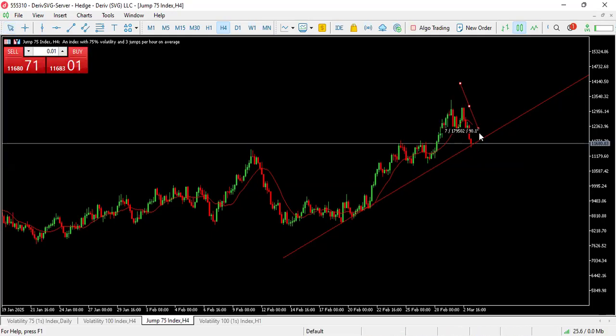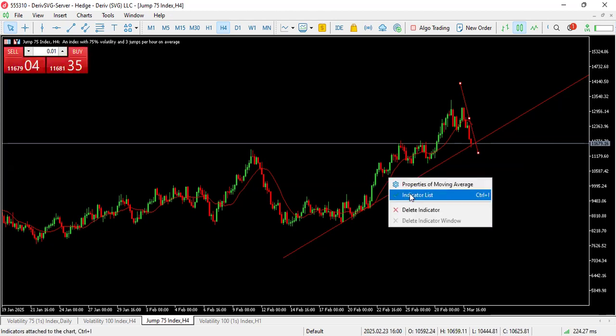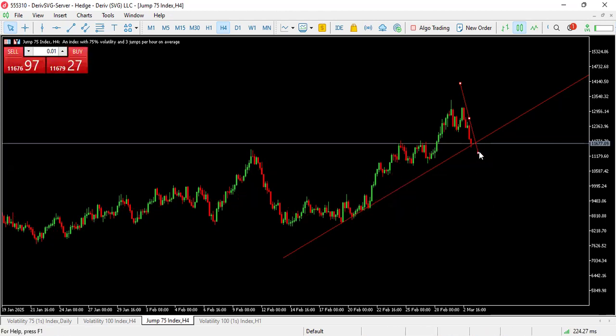Or if you want to be patient enough, let me remove this indicator. This is a moving average. If you want to be patient enough, you allow the market to break this trend line. When you allow the market to break this trend line and retest back to this trend line, that is also very, very good to trade. In fact, that time you enter, you have a more sniper entry than taking it from here. Taking it from here it pays, but it's a little bit risky.